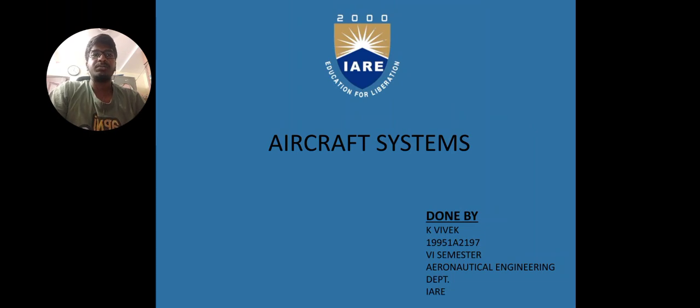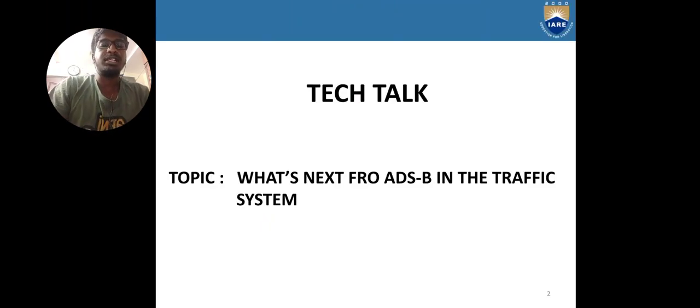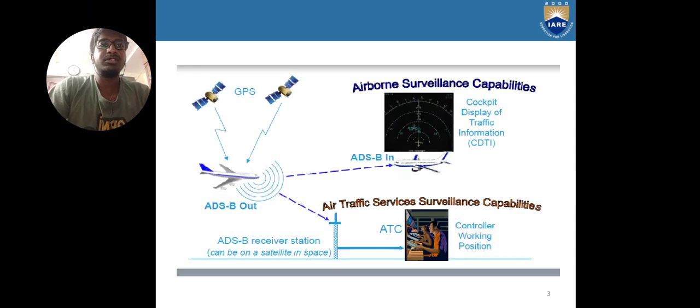Today, in the subject of aircraft systems, the Tech Talk topic is about what's next from ADS-B in the air traffic system. So this is a basic schematic view of how ADS-B works. Here we can see an aircraft sending out its signals through waves, and they are being captured by the air traffic services through the receivers.